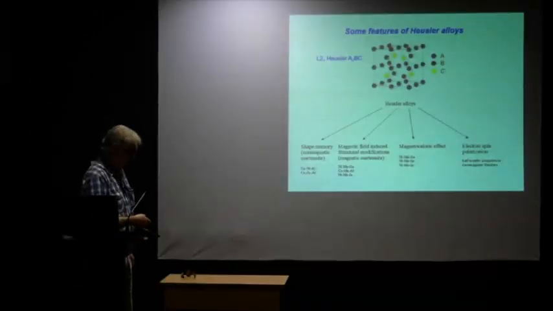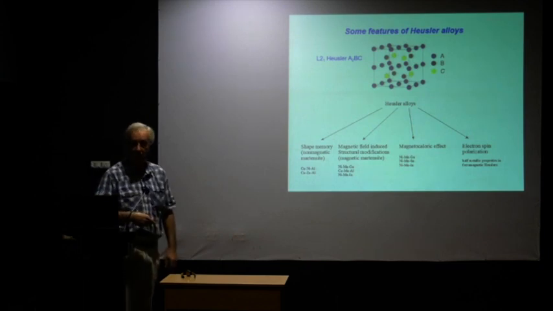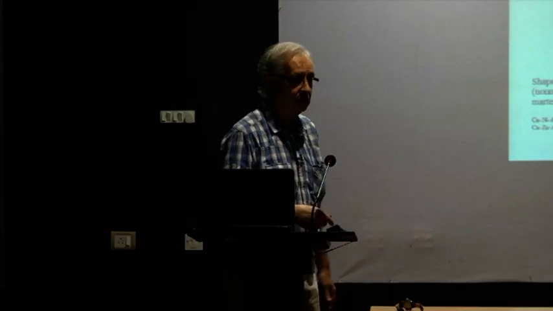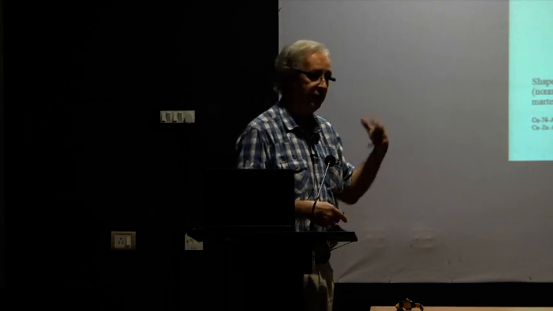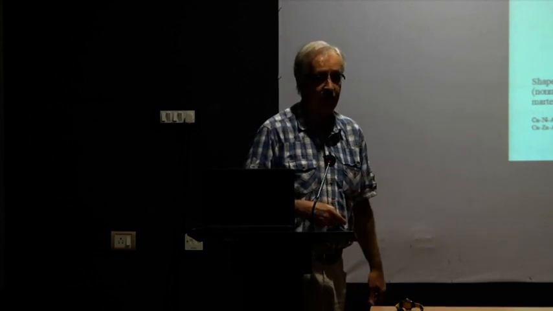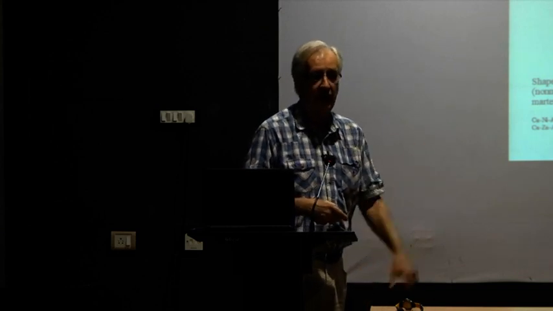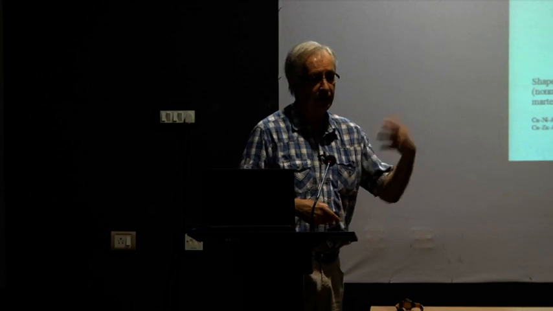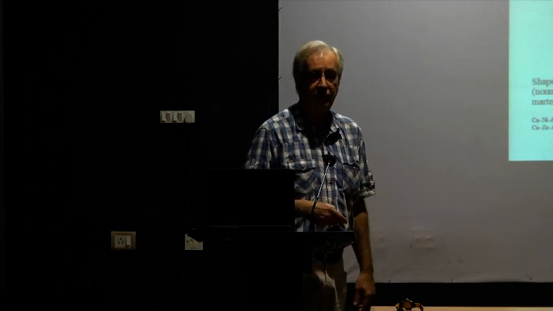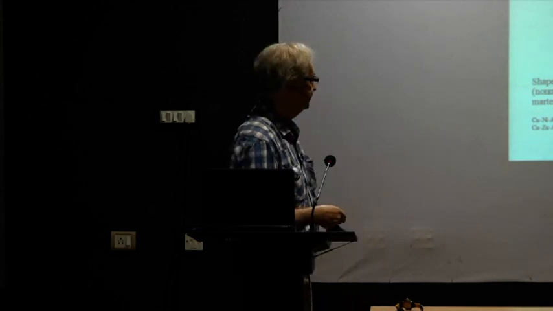Through that, the Heuslers also show the magnetocaloric effect. That's the magnetic version of the elastocaloric effect I just showed you. If you can take the material through a transition, then you'll encounter large entropy changes, and due to these entropy changes, you'll see a lot of temperature changes as well.